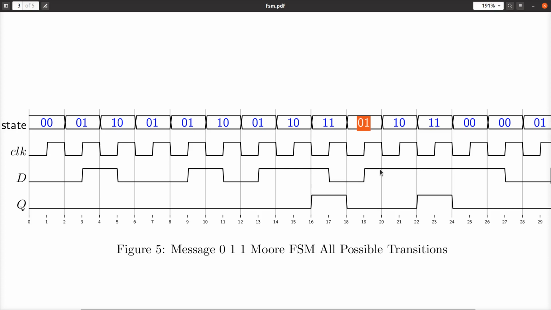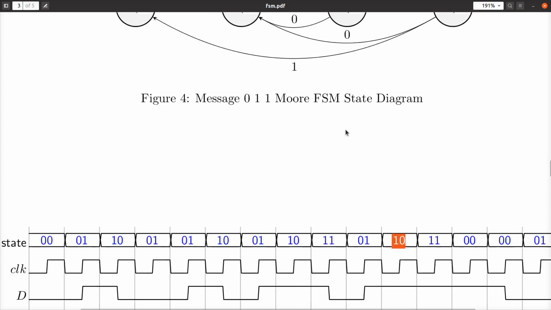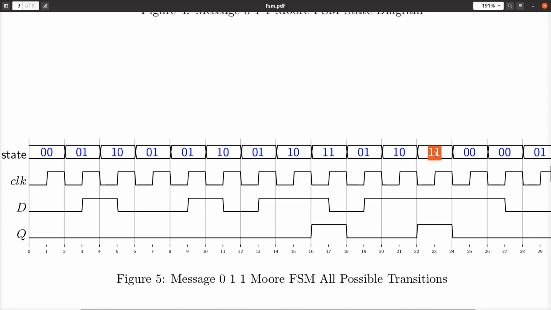I see a one on the next clock tick, so I transition into state two. There's my state two. So I went from recognizing it: I saw a zero, I then saw a one, and I'm back over here in state two, right? I then see another one. I go back into state three because I just saw a zero, one, one. When I'm in state three, I assert Q to let the world know I saw my message. After I'm in state three, if I see another one, I need to go back into state zero. That's what's happening here.